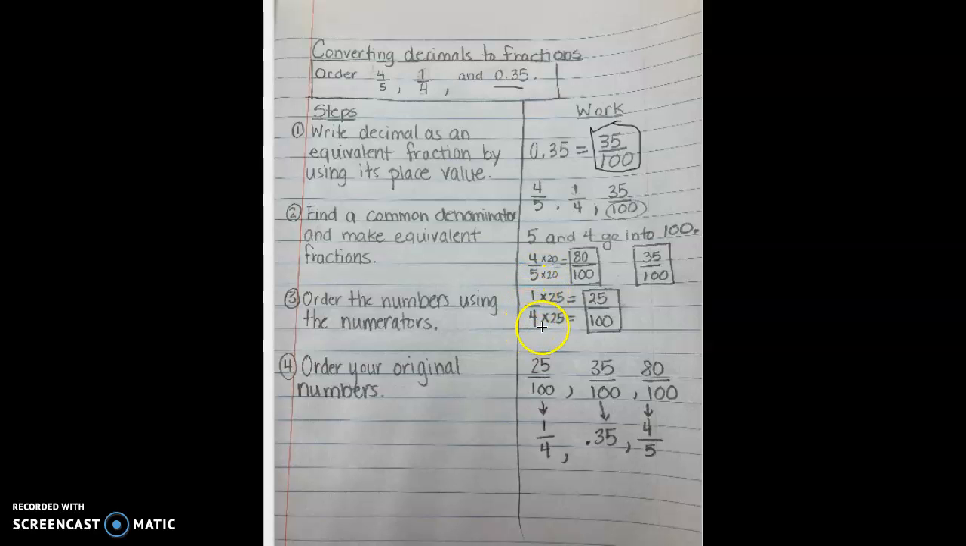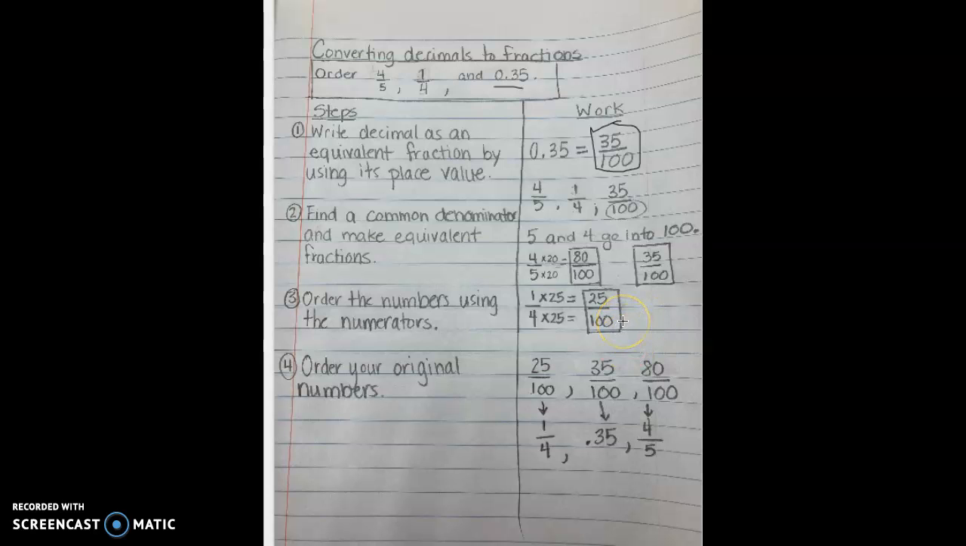Now we're going to take a look at 1/4. What times 4 will give us 100? Or 100 divided by 4 gives us 25. That means I need to multiply my numerator and my denominator by 25 to get my equivalent fraction. So 1 times 25 is 25, and 4 times 25 gives us our 100. Now I have 3 fractions that all have a common denominator of 100.